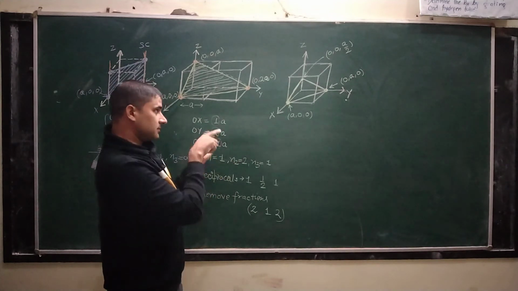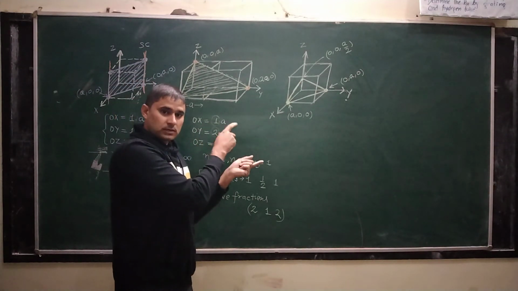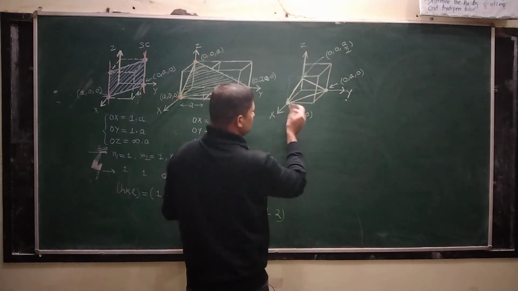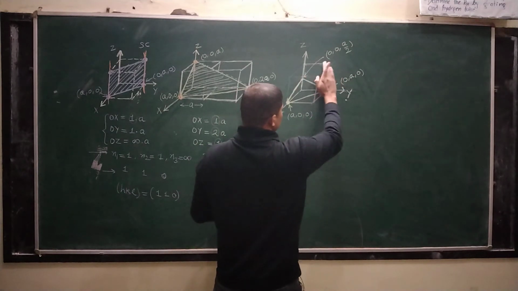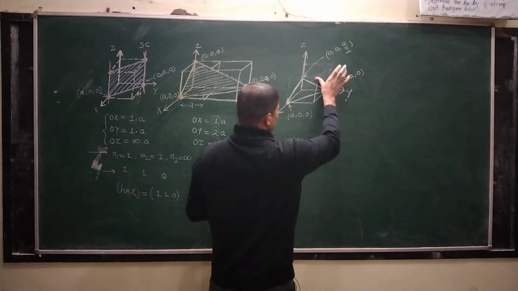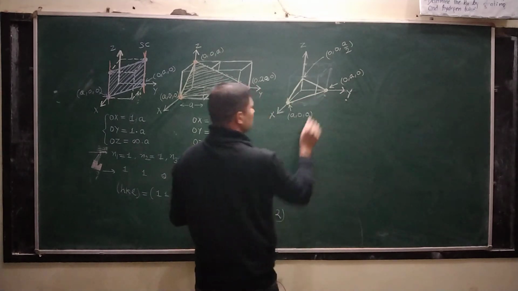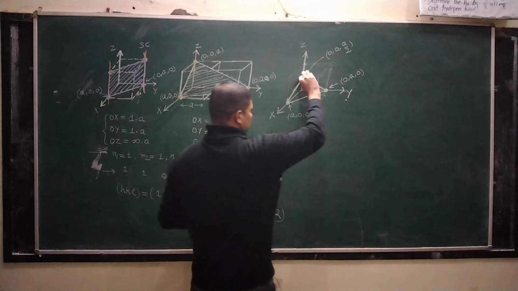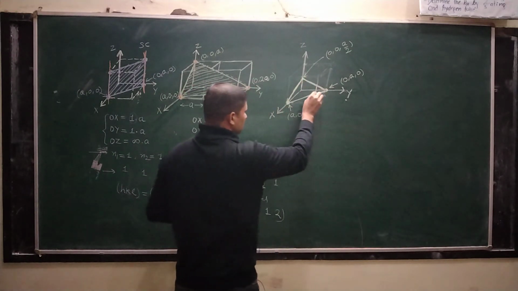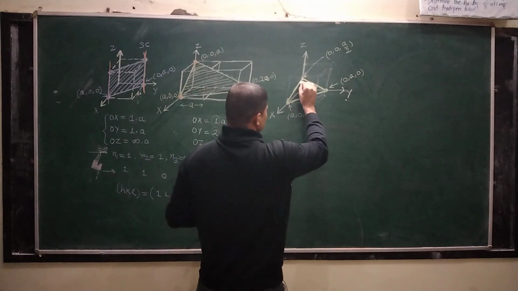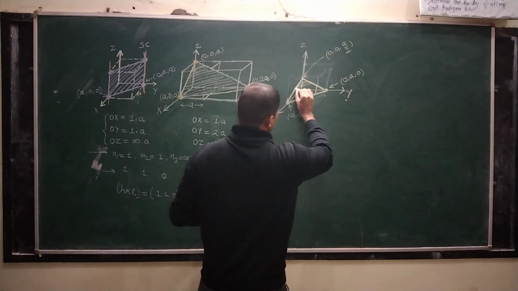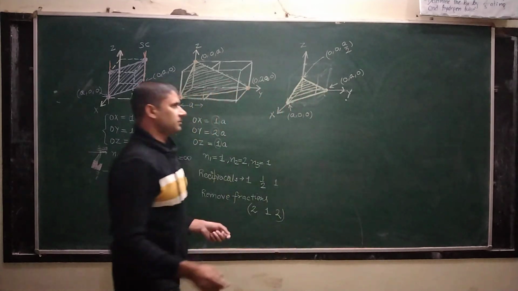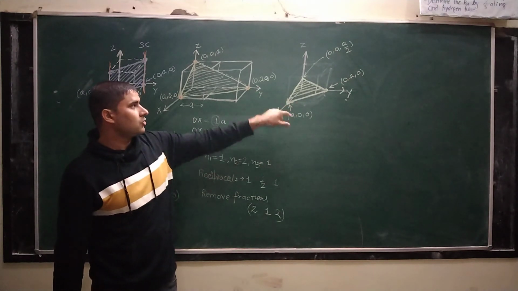Now this is the plane, and if I rub this cube, then see, it looks like this. You can do the same thing in the rest of the cases. Okay class, so this is how the plane is. This is the plane, and it is intersecting all the axes.